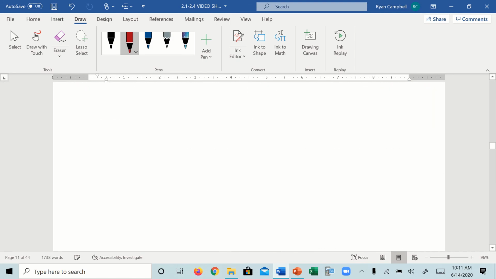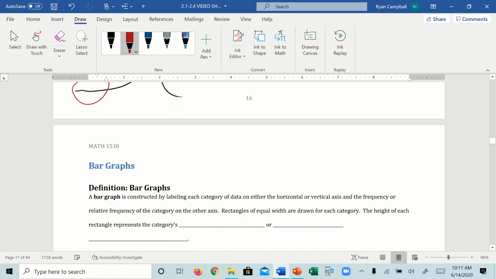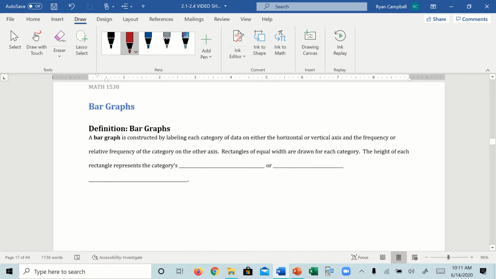Cool. All right, let's talk about some bar graphs. This will be the last part of this video, just the bar graphs. We typically know what this is, right? It's either going to be a horizontal or vertical bar graph. Rectangles of equal length are drawn for each category. We want to make sure that the height of the rectangle represents the category's frequency or relative frequency.